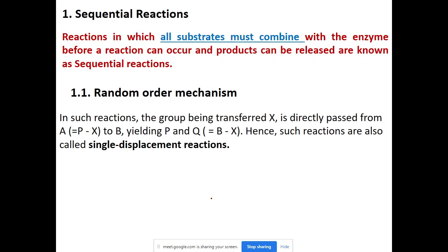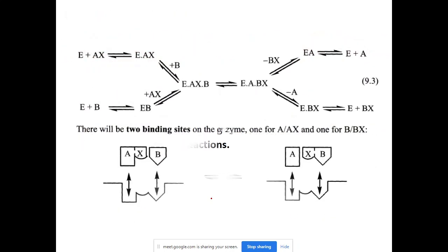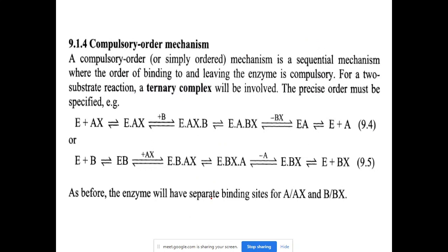So what we talked about so far is the random order mechanism. Now we move on to study the compulsory order mechanism. What is compulsory? I told you compulsory means there is a sequence being formed, which means it is not just randomly where the substrate comes and binds and goes, but there is a sequence and an order being formed. So what is important? In a sequential mechanism, the order of binding and leaving is compulsory. Okay, so this is important. The order of binding to and leaving the enzyme is compulsory.